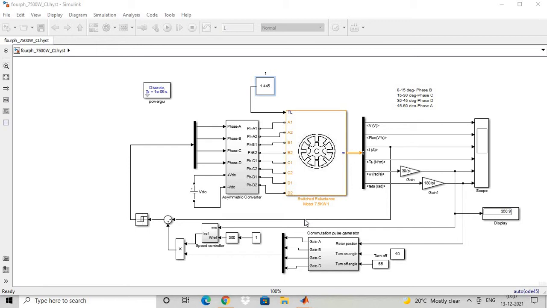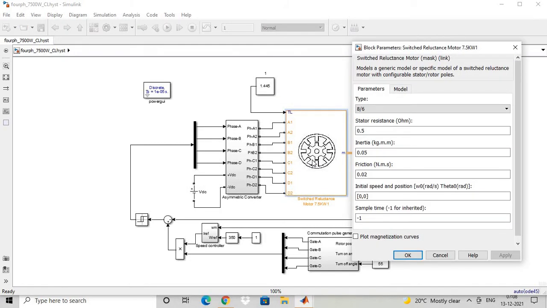I have prepared one model for closed loop control of a hysteresis controlled switched reluctance motor. So this is the switched reluctance motor. We know its working principle: the tendency of the rotor to align at the minimum reluctance position, and according to that principle the rotor rotates. For the motor model, we have selected an 8x6 motor, that is 8 stator poles and 6 rotor poles.